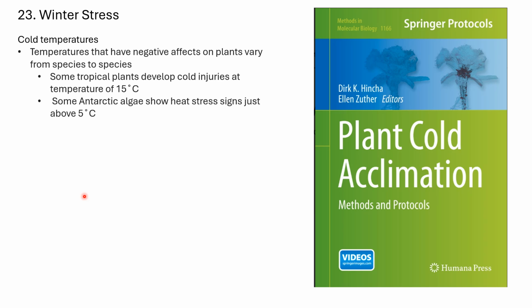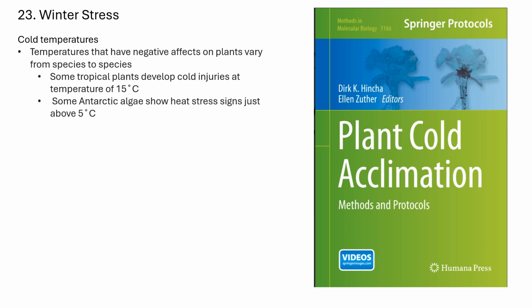So this document describes how some tropical plants can start to show signs of injury in temperatures as warm as 15 degrees Celsius, because for them, that's cold. That presents a cold stress. Whereas we might have some photosynthetic organisms, like some algae from really cold environments like the Antarctic Ocean, that start to show heat stress signs in temperatures just above 5 degrees.